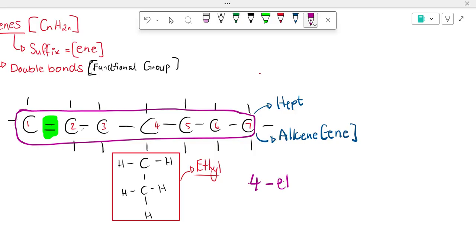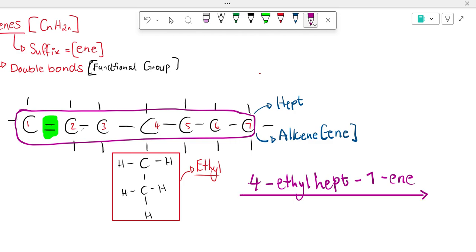4-ethyl. Are there any other numbers? No, so no more dashes. So 4-ethylhept, dash, not 2-ene rather, but 1-ene. Hept-1-ene because it's found on carbon number 1, like I said. So it's 4-ethylhept-1-ene. Right, so that's what we have, the IUPAC name.